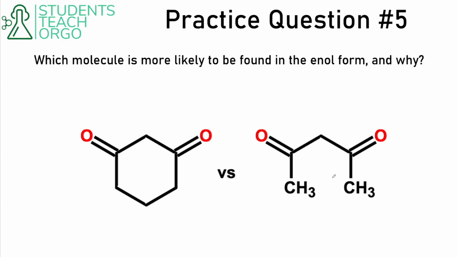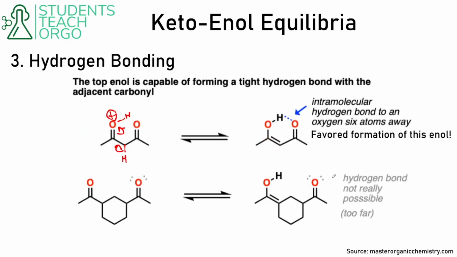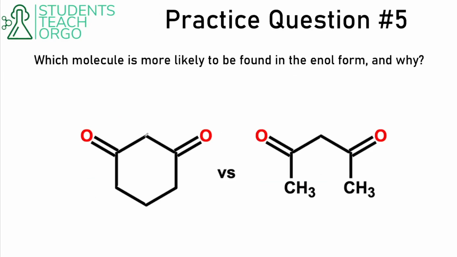So this practice question is going to be applying that principle of hydrogen bonding to shifting the equilibria. Which molecule would be more likely to be found in the enol form? Now this is tricky because on this last slide, this molecule had a carbon in between the two alpha carbons, and this molecule had the alpha carbon that was shared between the two ketones. Both of these molecules have that carbon in between two ketones.